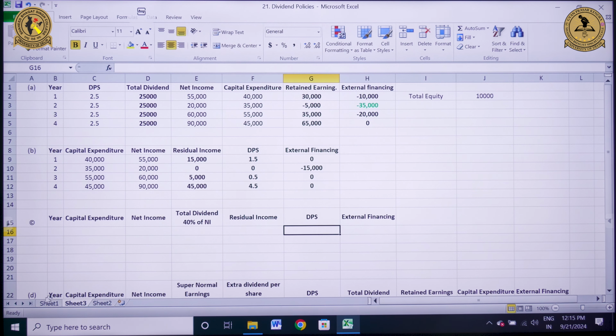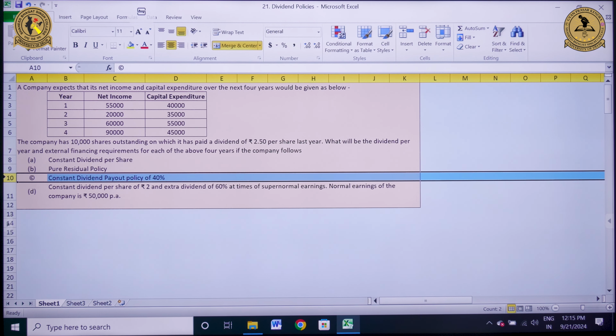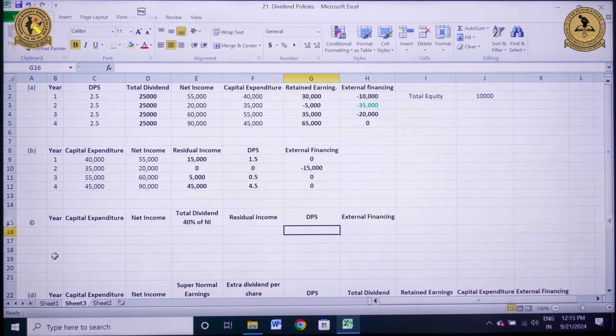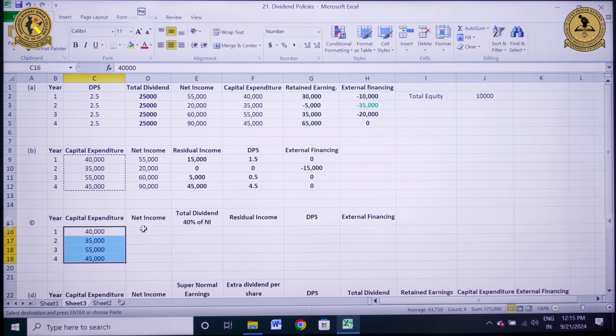Now let's focus on part 3. If a company follows a constant dividend payout policy of 40%, so there are 4 subsequent years. Let me again copy paste this information. Capex ranges from 40,000 till 45,000. Net income has already been specified in the numerical.